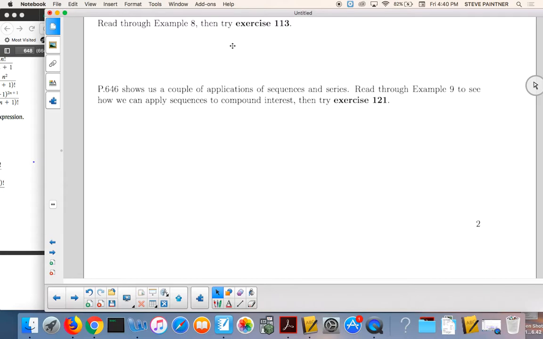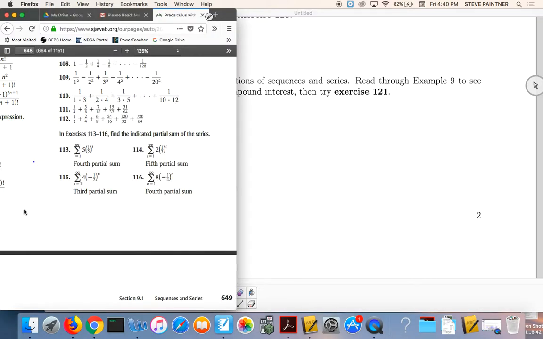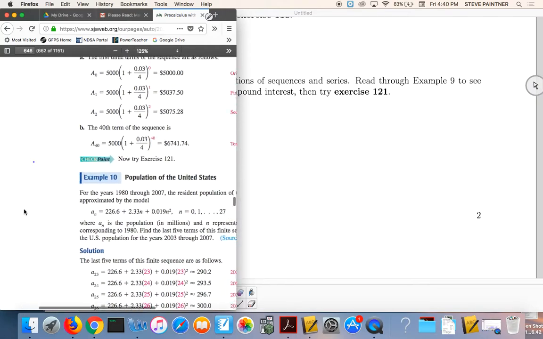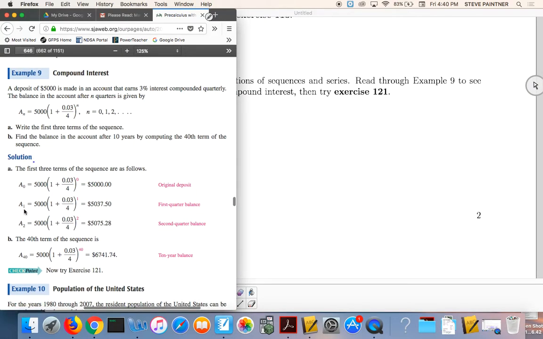Okay, so it says page 646 shows us a couple of applications of sequences and series. Read through example 9 to see how we can apply sequences to compound interest. Then try exercise 121. Okay, so I need to read through example 9. Yeah, compound interest is a very common application of sequences and series.